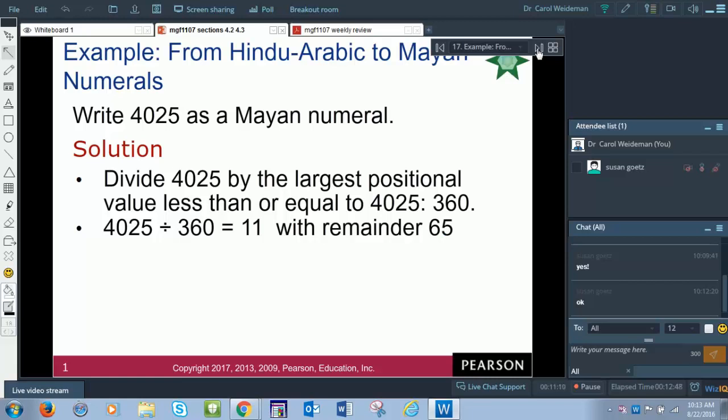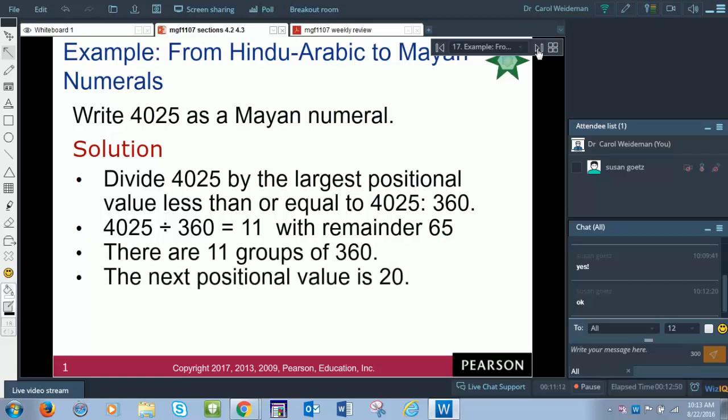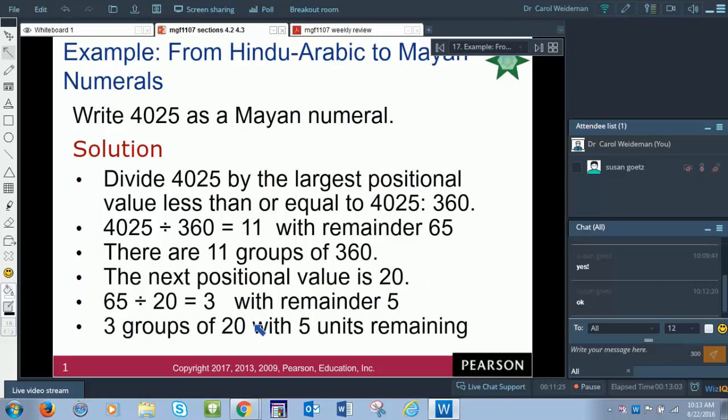So now my next positional value, there's 11 groups of 360. The next positional value is 20, which is less than 65, so I'm going to divide. And I get 3 with a remainder of 5, and then I'm into the digits. All right, so let's write the number. So there's 3 groups of 20 with 5 digits remaining. What I've got here is going to help me when I'm picking my symbols. I've got 11 groups of 360, and then I've got 3 groups of 20, and then I've got 5 for the single digits.